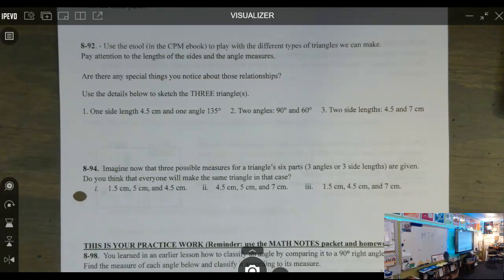Once you and your partner think you have an answer for how many triangles could be made with a 4.5 and a 135, you can move on to B.